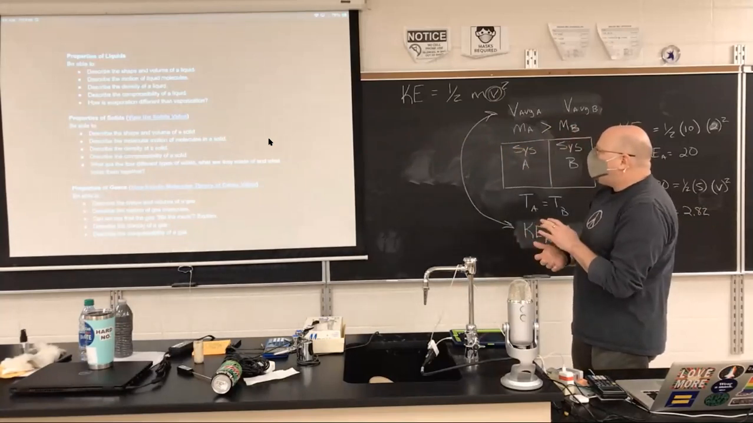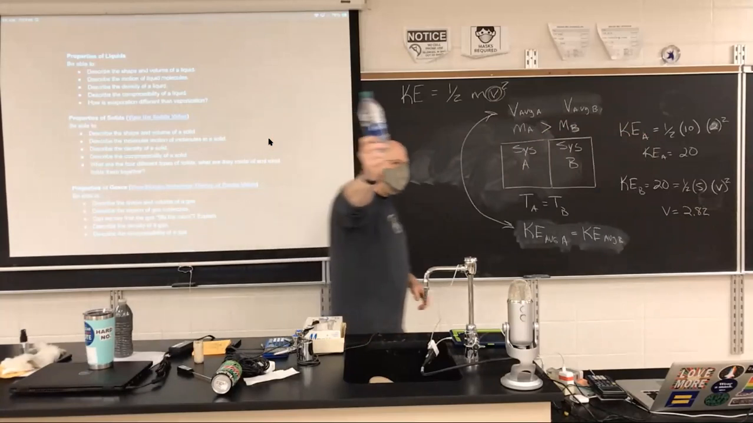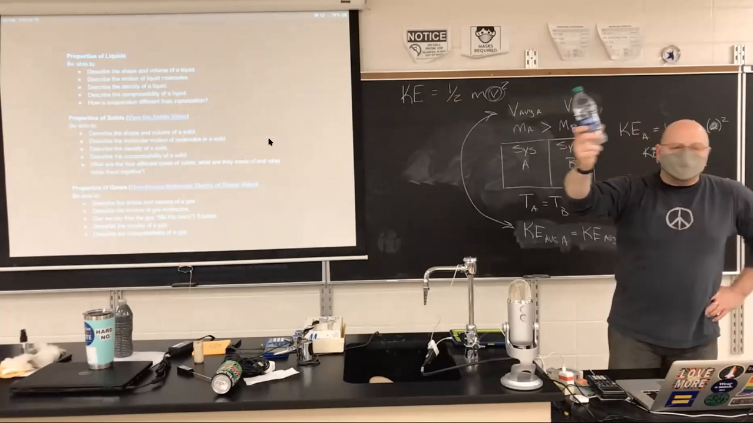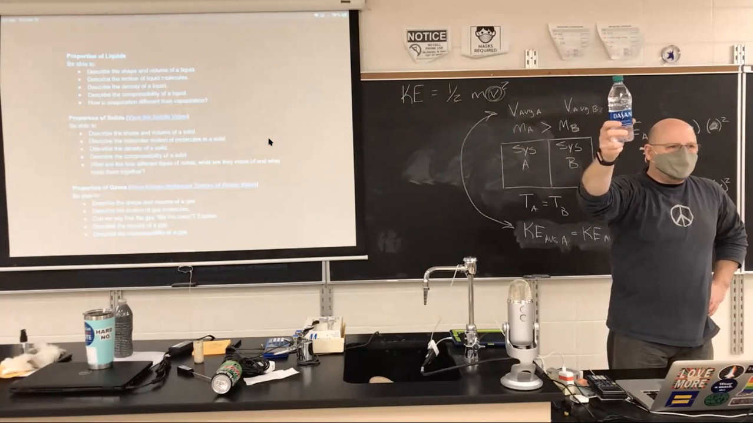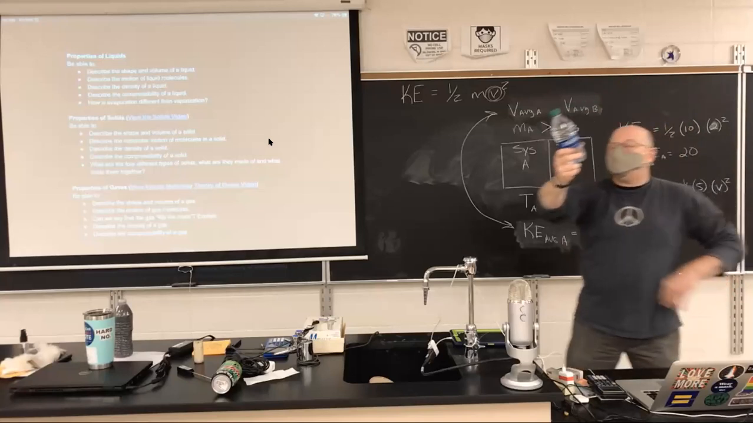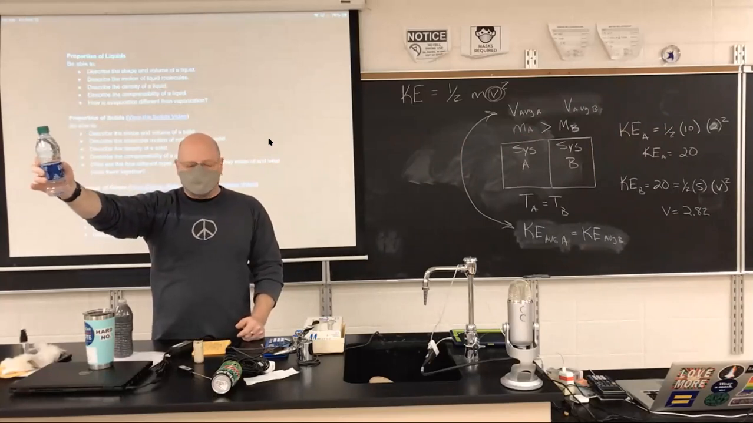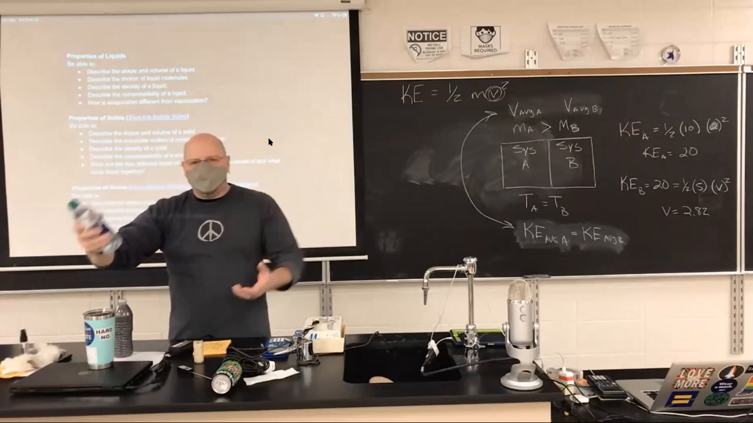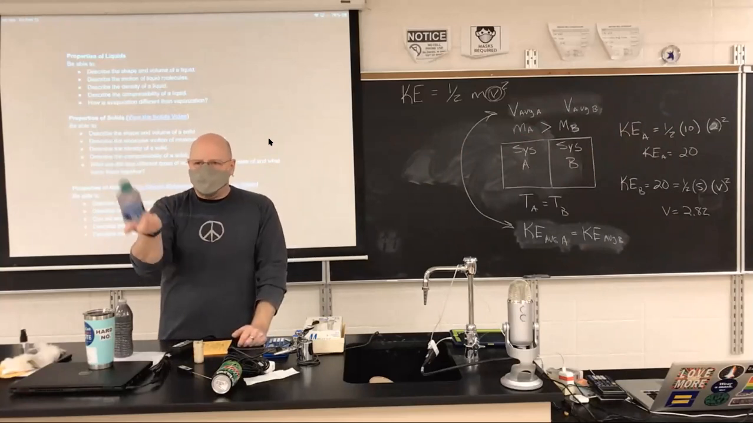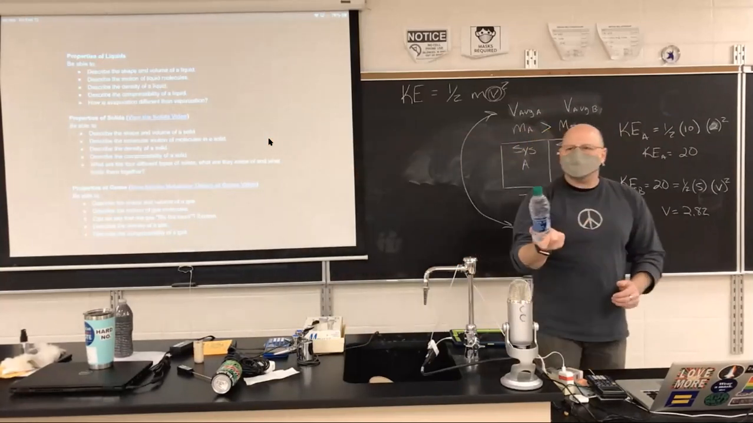Okay, let's go to liquids. So describe the shape and volume of a liquid. So I got a liquid in this bottle. What can we say about the volume of that liquid? It conforms to the container. Okay, conforms to the container. That's more related to the shape. You're right. It conforms to the shape of the container. Because if I poured it into a square cup, it would take the square. What would its volume be, though? The volume would be the same. Same. So volume's the same. Shape changes.